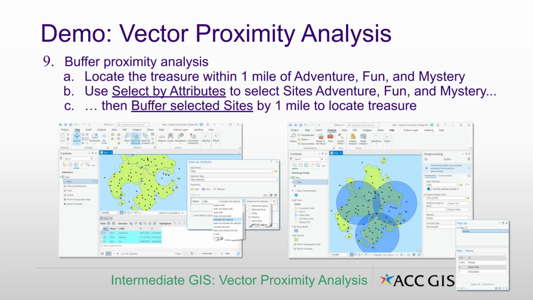In step 9, we're going to use Buffer to perform a vector proximity analysis to locate the treasure within 1 mile of adventure, fun, and mystery. And so this is a 2-step query. In the first step, we're going to use select by attributes to select sites adventure, fun, and mystery. And then we're going to buffer those selected sites by 1 mile to locate our treasure.